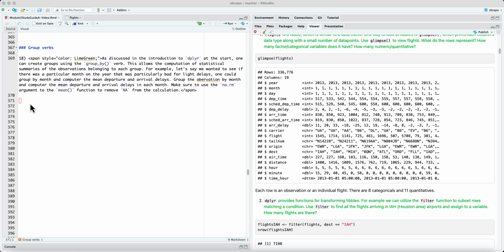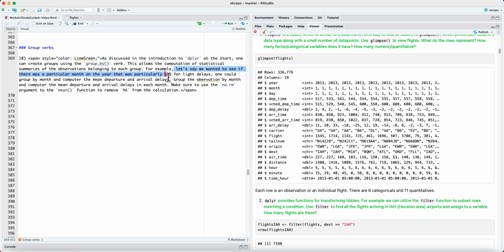In order to do these calculations, we need to group the observations, since the mean, etc. are statistical summaries. They're computed over several observations, which means we need to group observations together. And the dplyr group_by verb allows us to group observations together.